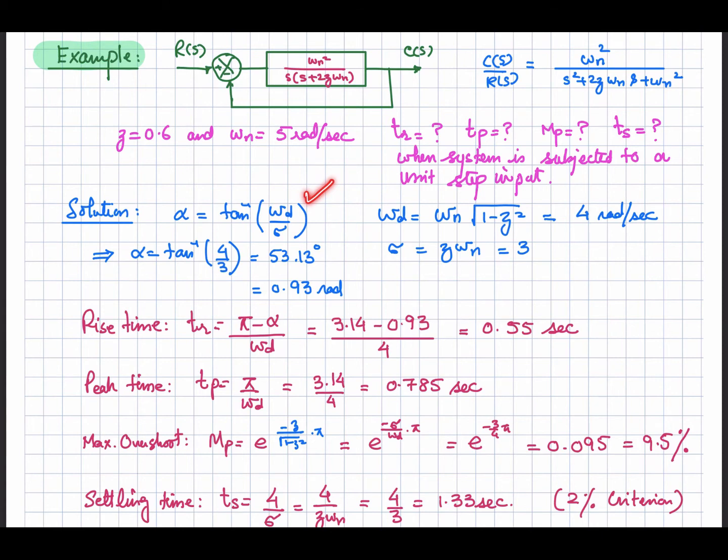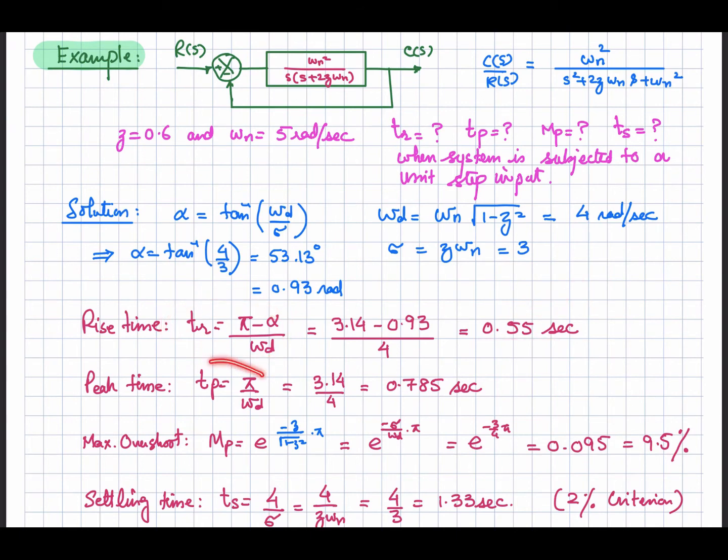So how to calculate omega d? Omega d is equal to omega n into square root of 1 minus zeta square. Zeta is given, omega n is given, so omega d will be 4 radian per second. Sigma is equal to zeta omega n, so zeta and omega n are known, so that will be 3. So using this one we can find out the alpha. So alpha comes out to be 53.13 degree and 0.93 radian. Okay, so the rise time is given by this equation, just plug in the values, 0.5 seconds.